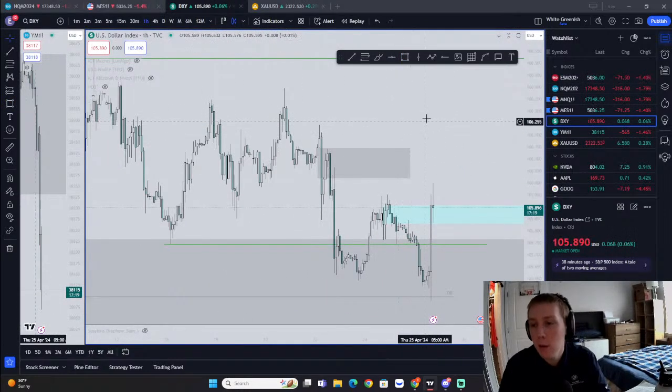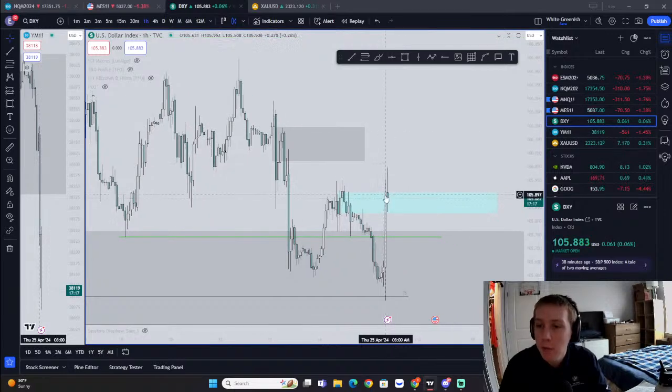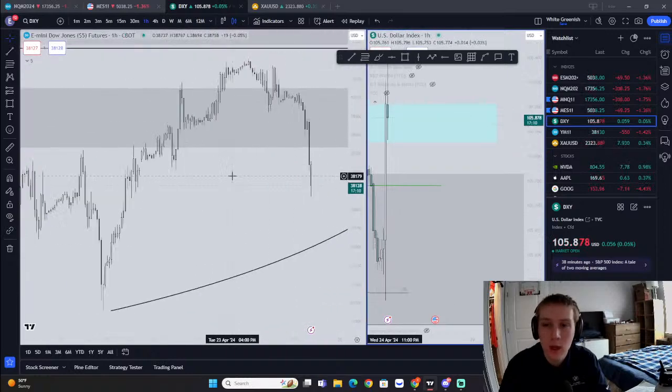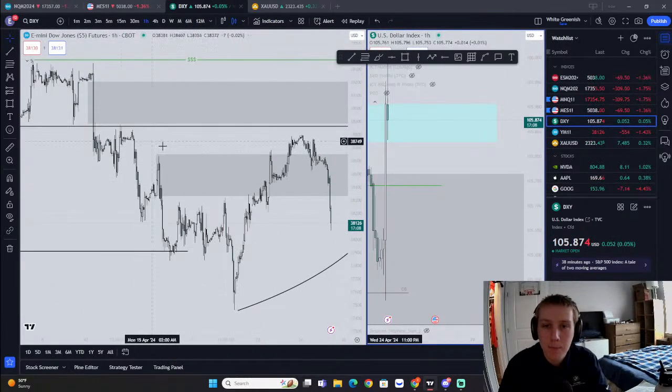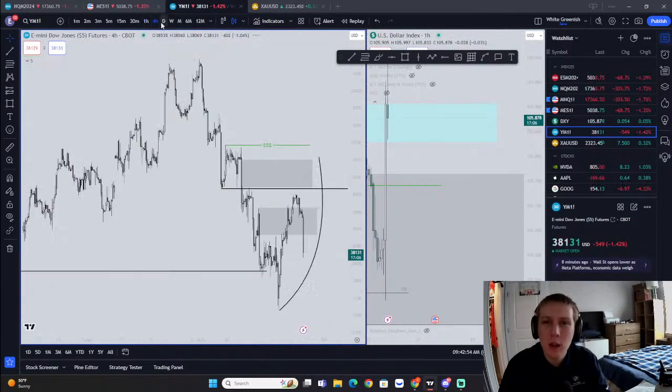So DXY being bullish is just a little confirmation you can have, but we could see some form of retracement here on DXY to frame a little short frame sell model. I haven't really looked at YM actually at all.